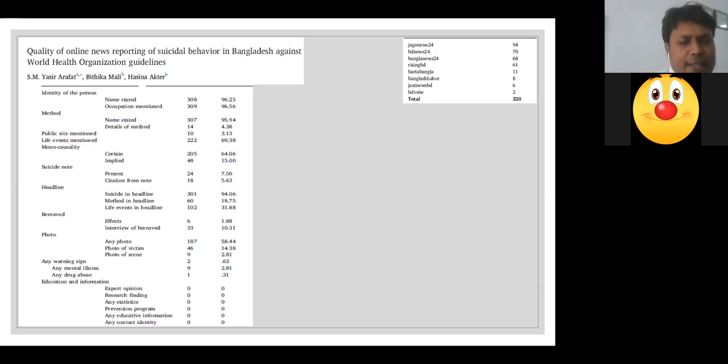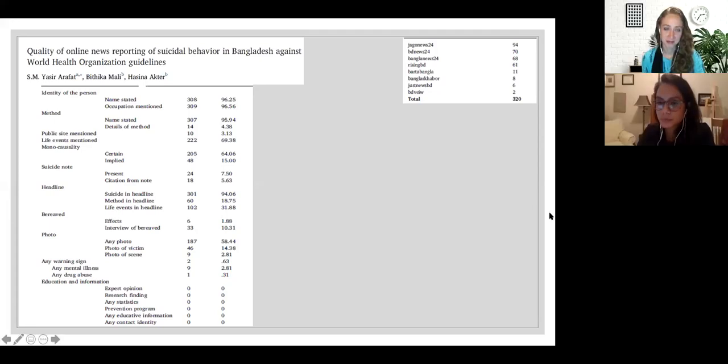And surprisingly, the reports also mention harmful details in a very high proportion. Almost 96% of reports mention the name of the deceased and the occupation of the deceased. The name of the method is also mentioned in more than 95% of reports. Also, the life event was mentioned in about 70% of the reports.